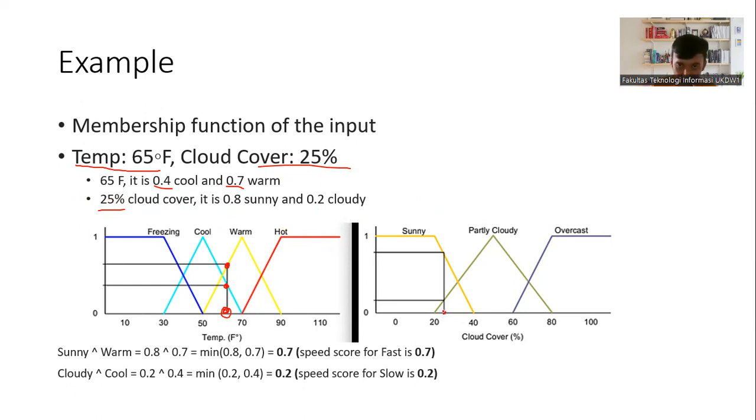With 25% cloud cover, it will have 0.8 for sunny and 0.2 for cloudy.